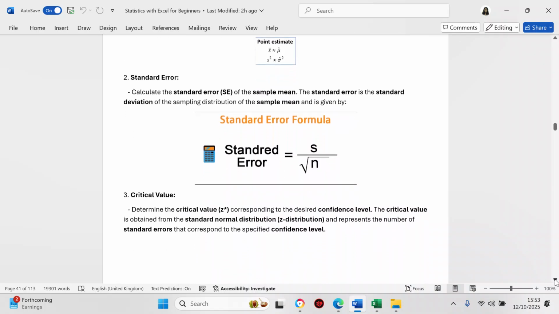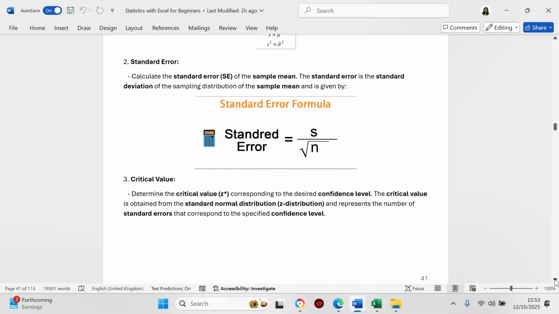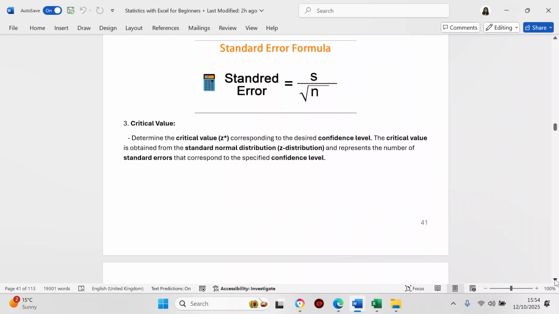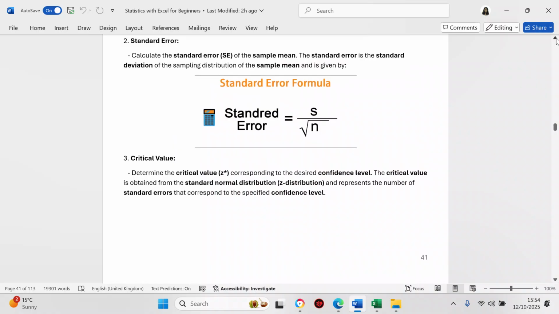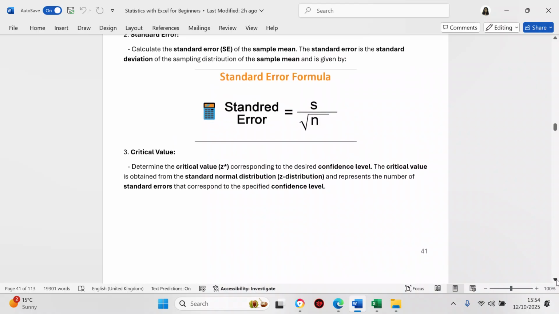And then we calculate our standard error. Calculate the standard error of the sample mean. The standard error is the standard deviation of the sampling distribution of the sample mean and is given by standard error equals S divided by the square root of n. So that's your calculation for the standard error. And S, I think, is your standard deviation, divided by the square root of n, and that's the number of rows in your data, the number of data points.